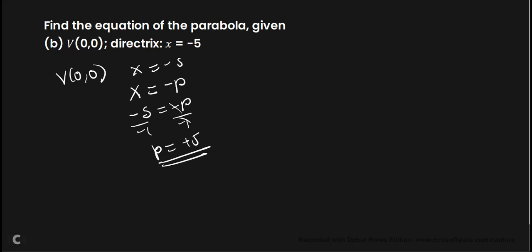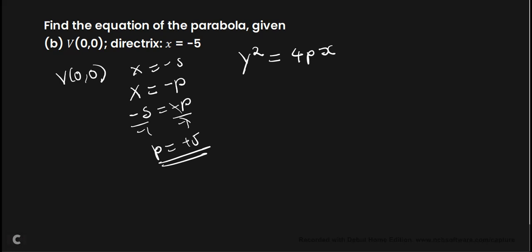Then what else are we supposed to find after finding p? We already know that the equation is moving in the x-axis, because the directrix is showing x, right? So your equation will start with y squared equal to 4p, then x, like that. From there now, what was your y?